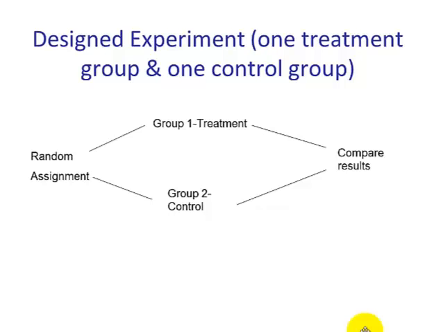So here's a visual of a designed experiment with one treatment. We have a random assignment, and one group gets a treatment. The other is the control that gets the placebo, and then you compare the results from both groups.